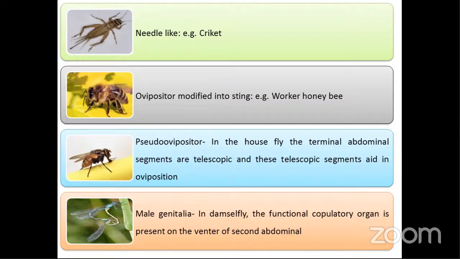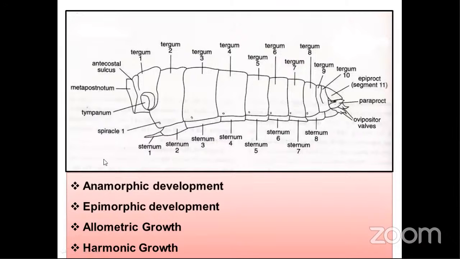Next, finally, male genitalia. You can see these pictures. In damselflies, the male genital organs are present in the second abdominal segment. Actually, male genital organs are present in the ninth abdominal segment in males, except in damselflies. So here, the second abdominal segment contains the copulatory organ.